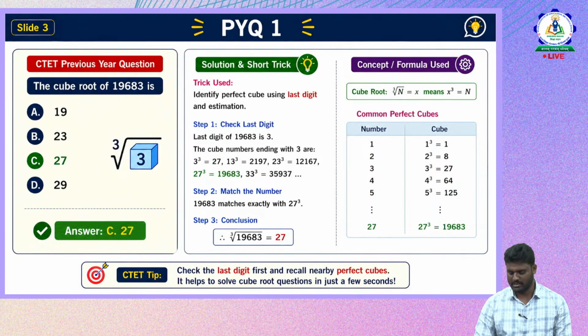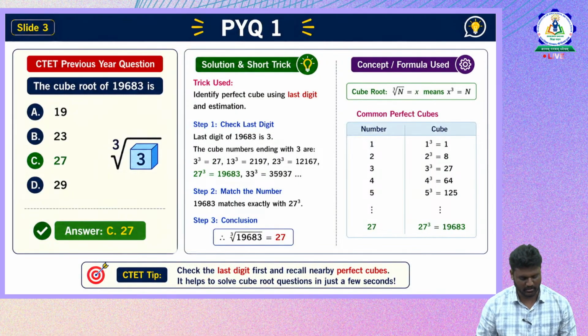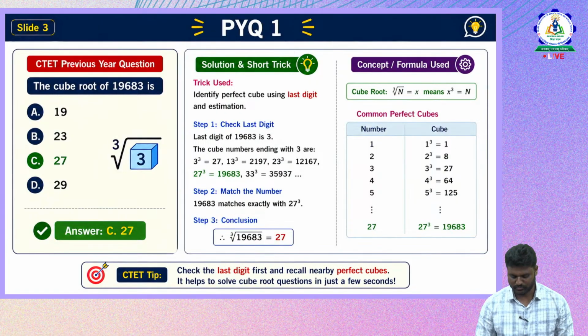So now the question is 19,683. The options are 19, 23, 27, 29. Now, if you see the unit digits, 83. Now see the unit digits of the given options. When you see the 9, 9 cubed ends with again 3? So what is 9 cubed?